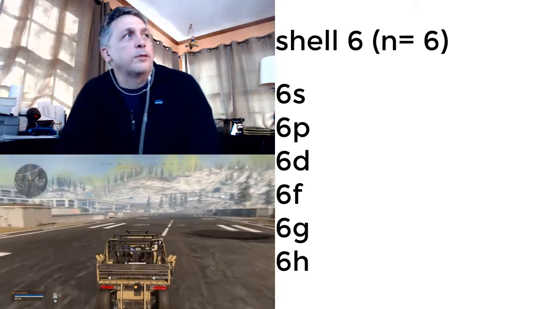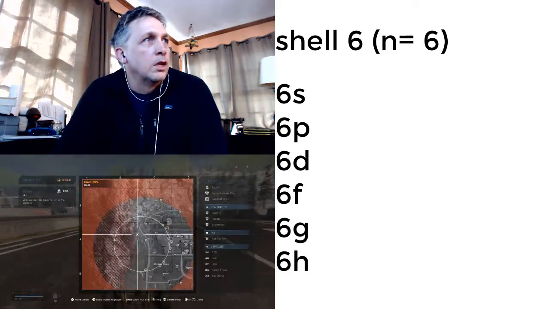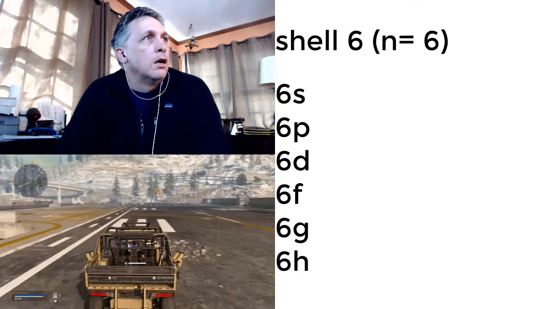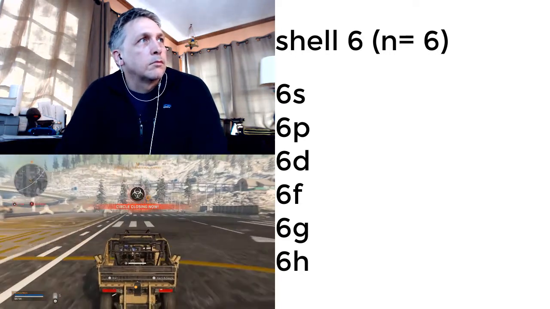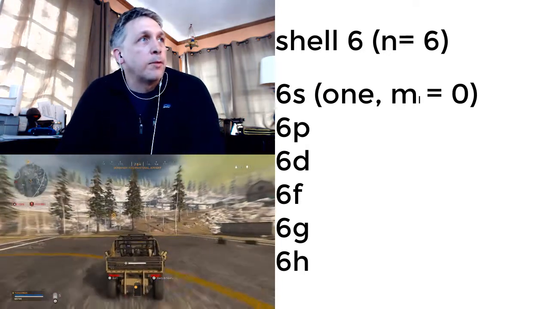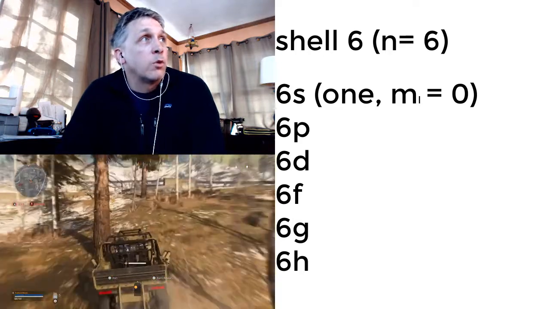So again, the 6S subshell has 1 orbital, because any S subshell, no matter what shell it's in, has 1 orbital.